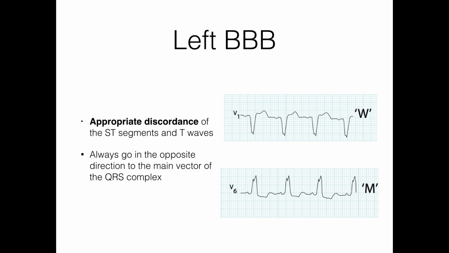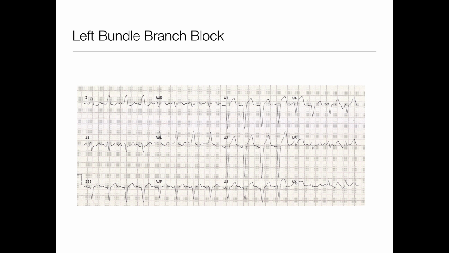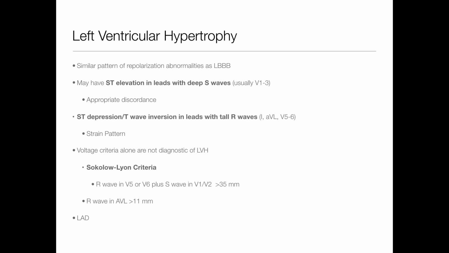Here's the appropriate discordance slide. So left bundle branch block, this is an example of it here on this 12-lead EKG, where we see a wide QRS complex, a totally positive R wave there in V6, and a negative QS wave in V1, a little bit of ST elevation there in V1 and V2, and that is appropriate discordance.